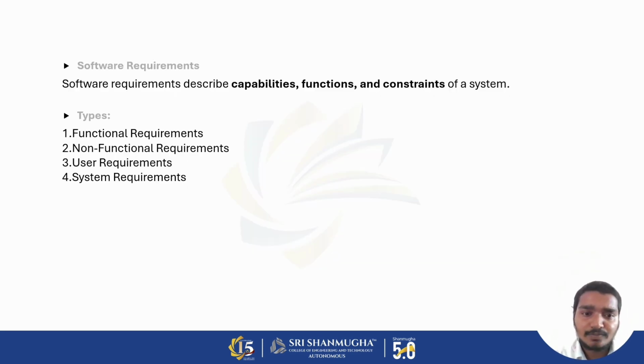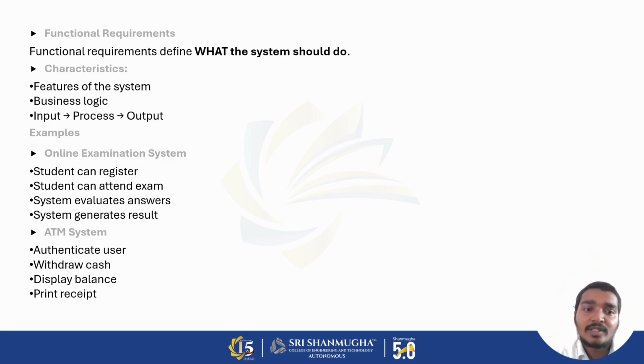Next we see the software requirements. What is a requirement? A requirement describes the capability, function, and constraints of the system. There are four types: functional requirements, non-functional requirements, user requirements, and system requirements. So what is a functional requirement? A functional requirement defines what the system should do. It has three characteristics. First, the features of the system and the business logic. Next, how the input, process, and output work: the user gives the input, the input goes through some process, and the process gives the output.